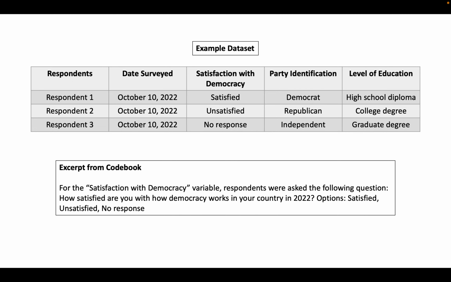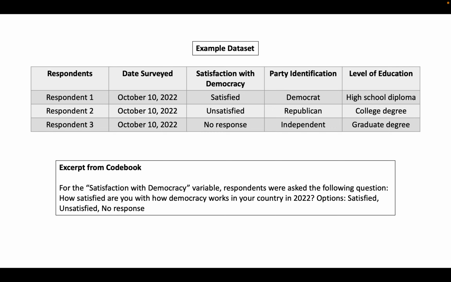Here's a sample data set where we have 3 observations. We have the date surveyed, October 10th, 2022, and from the codebook, we're looking at a variable called satisfaction with democracy. For the satisfaction with democracy variable, respondents were asked the following question: how satisfied are you with how democracy works in your country in 2022? The options are fairly limited: satisfied, unsatisfied, or no response.